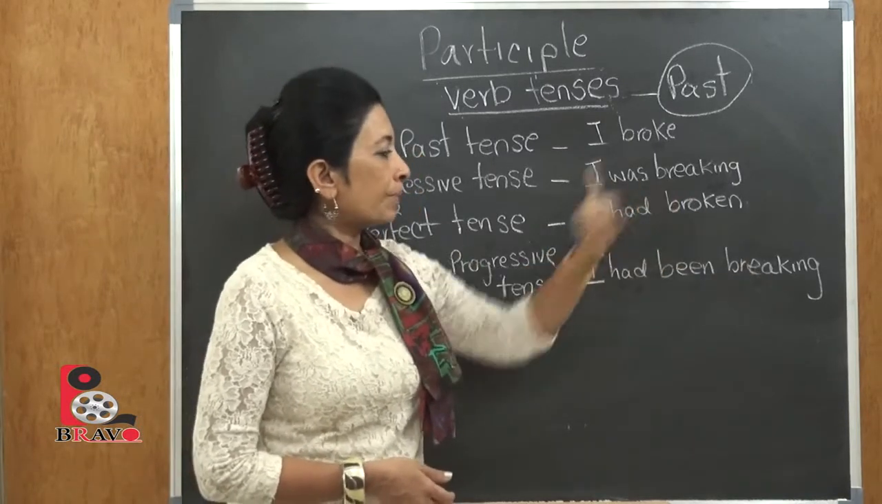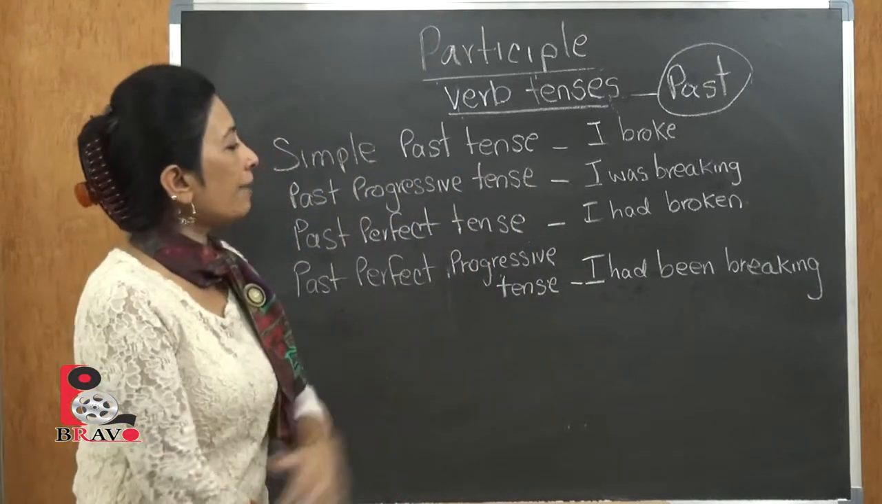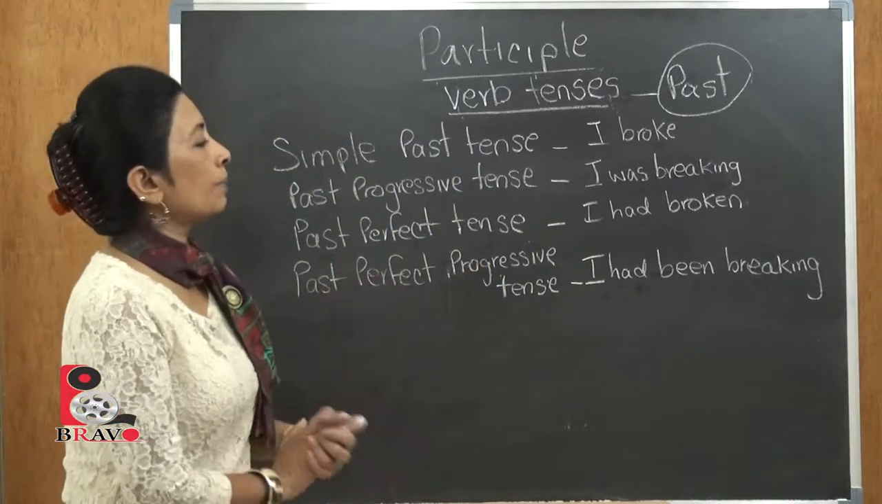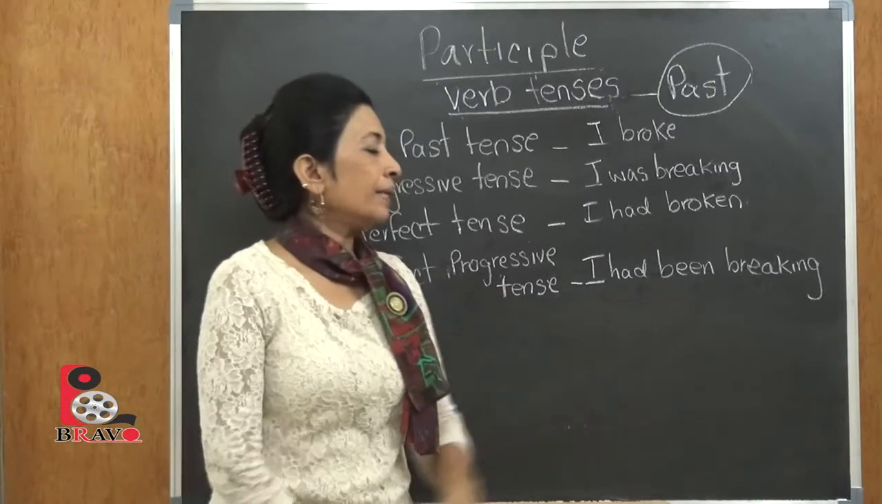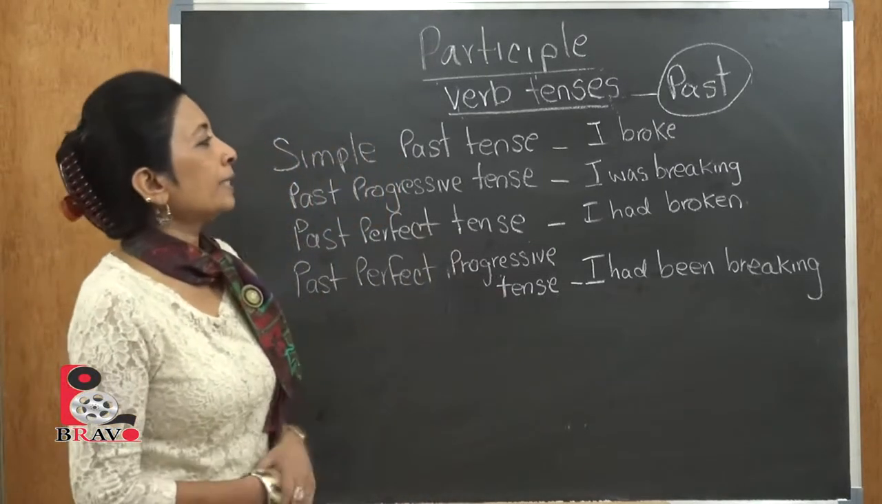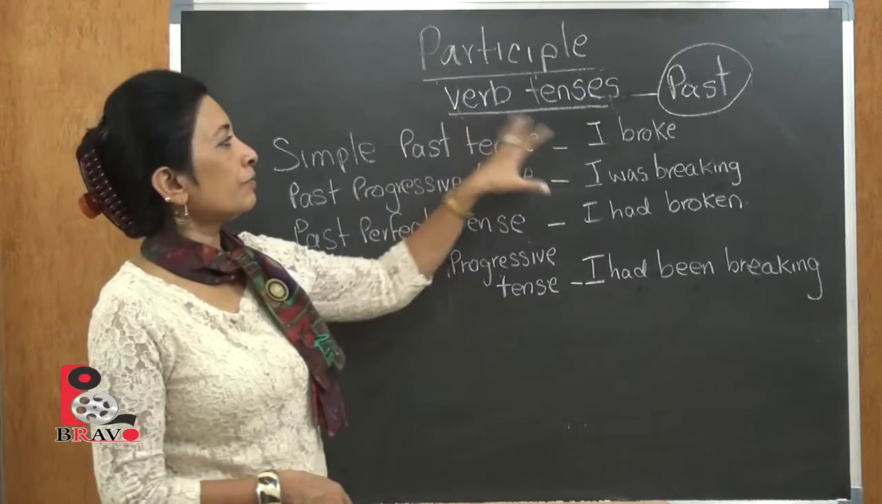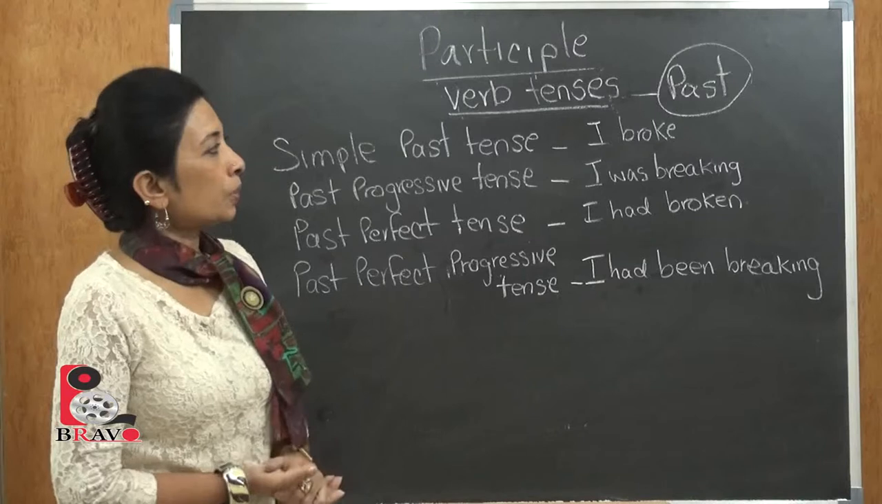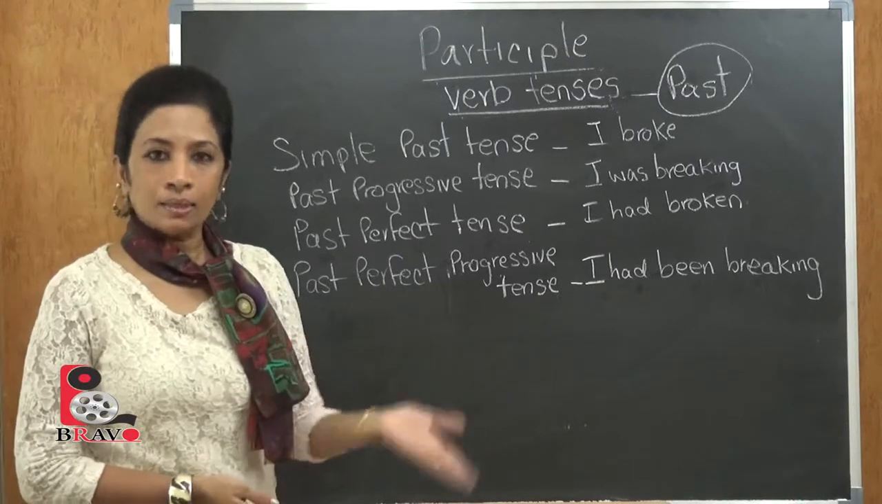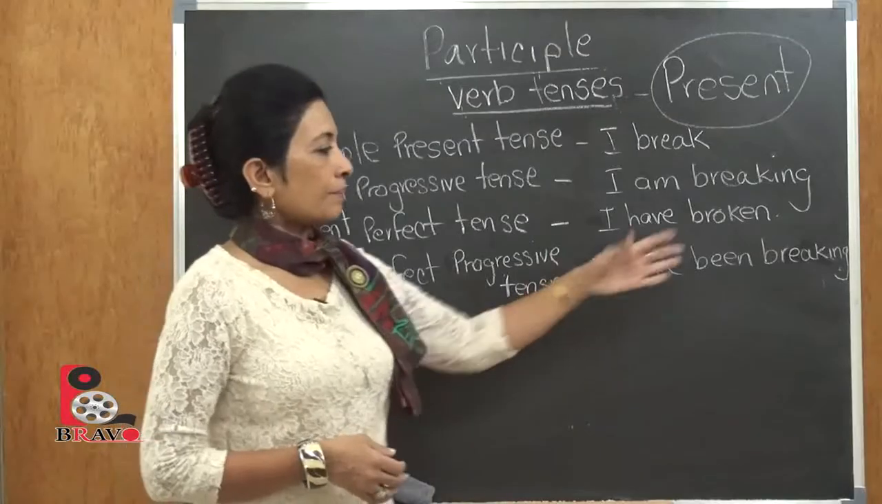Here, I was breaking. So you really have to know when to apply, how to apply. So the past perfect progressive tense is I had been breaking. So we are looking at the past tense and how the verb is changing in the exercise participle. Now we are going to look at the present and then the future. So I said I had been breaking.